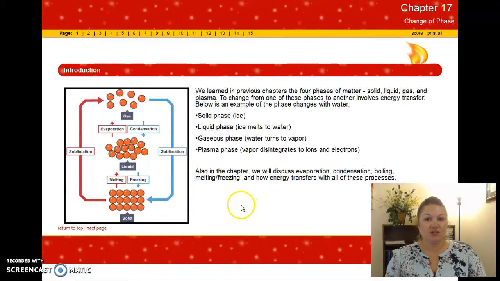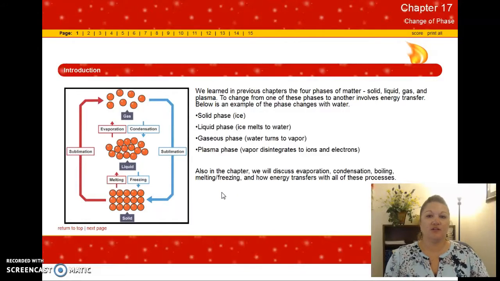Hi folks, chapter 17. Chapter 17 is all about change of phase. Now, we've learned previously that there are four phases of matter, right? Solid, liquid, gas, plasma. We're going to deal mostly with just solids, liquids, and gases.